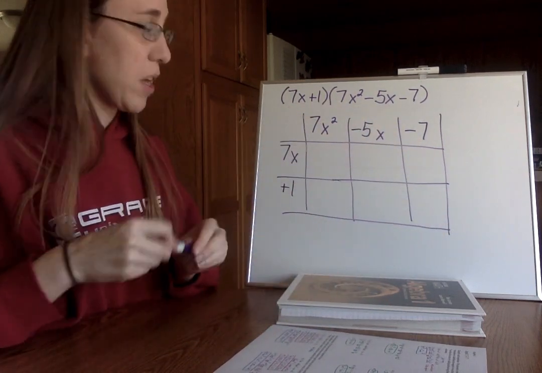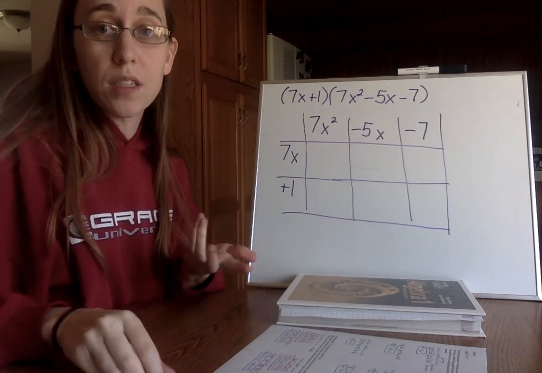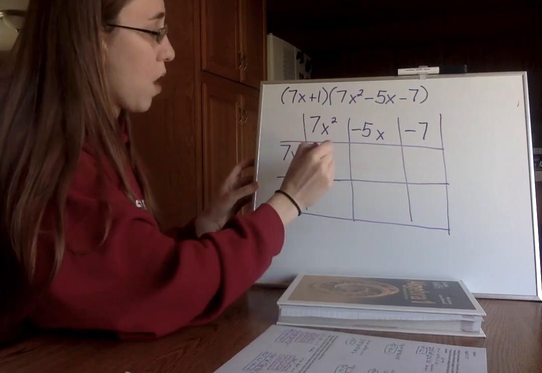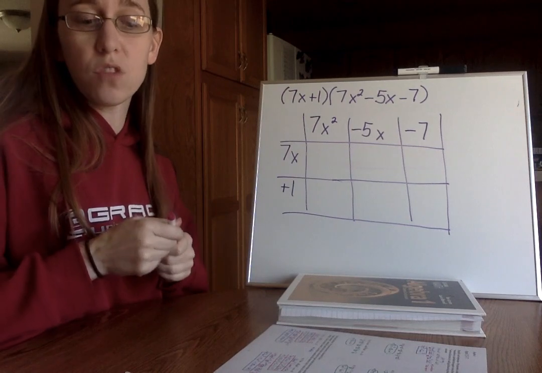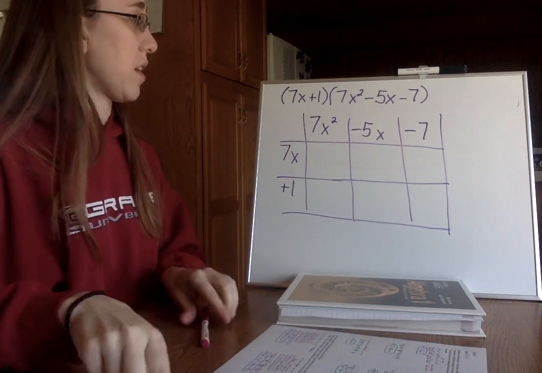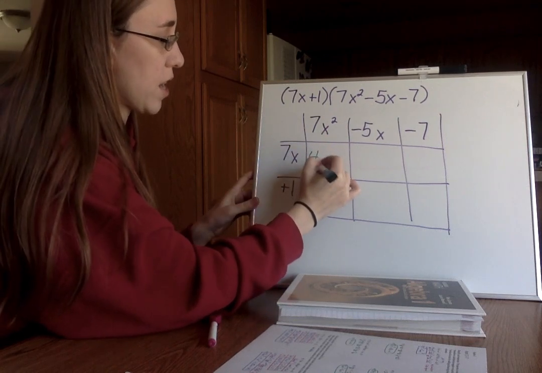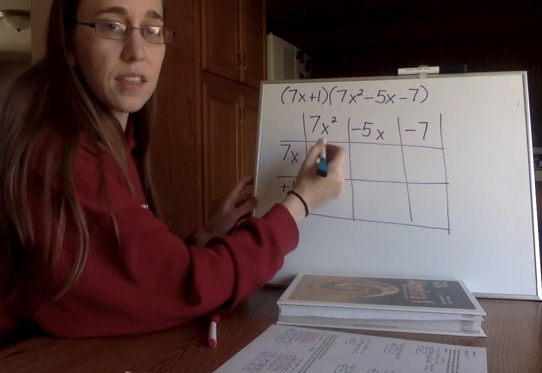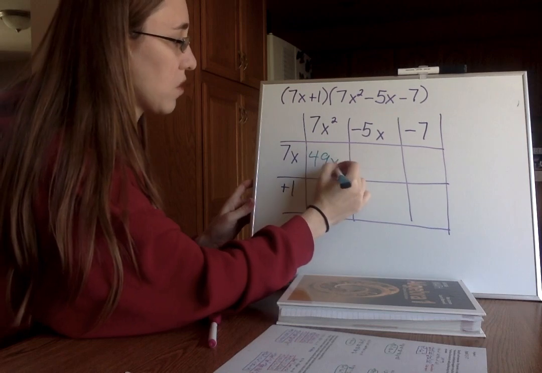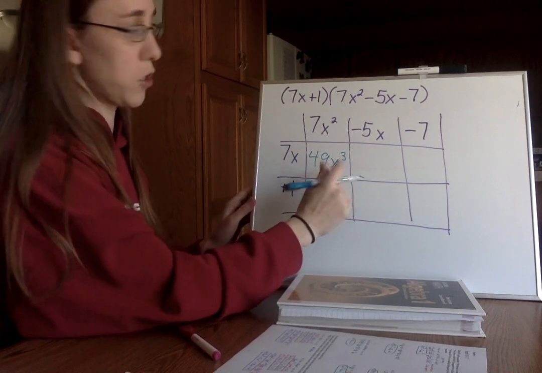And then it's like matrix multiplication. It's like Punnett squares in science, where you take the row times the column, and that gives you what goes in that space. So in this case, 7 times 7 is 49. X times x squared is x to the third. So that's that first box.